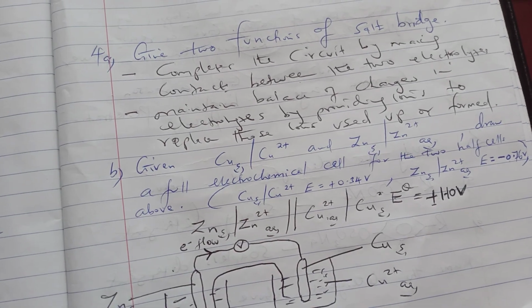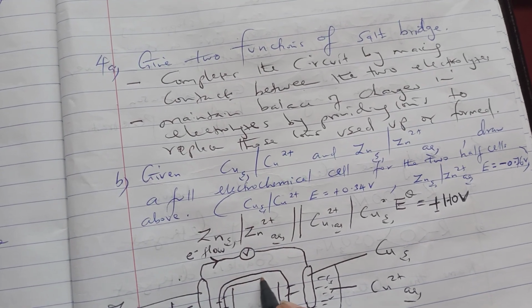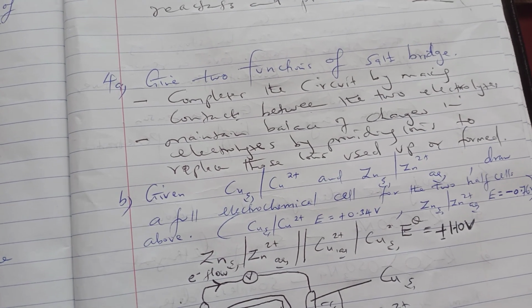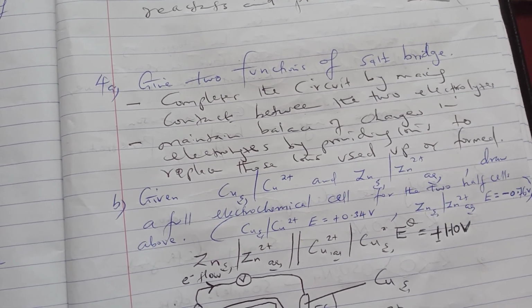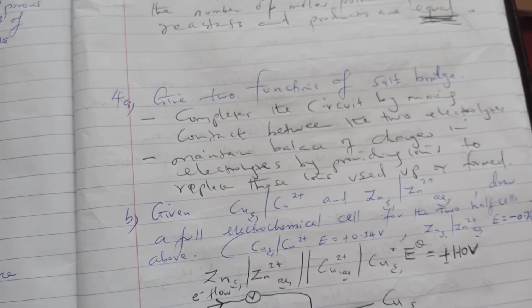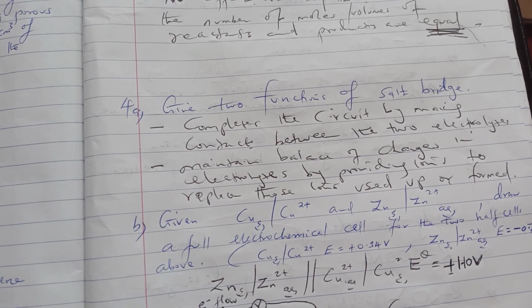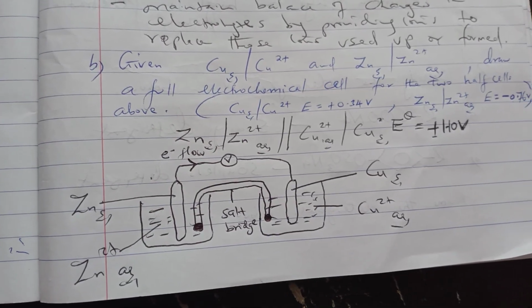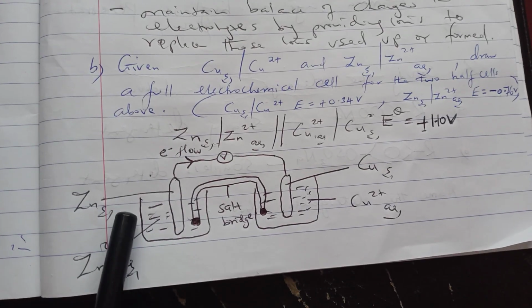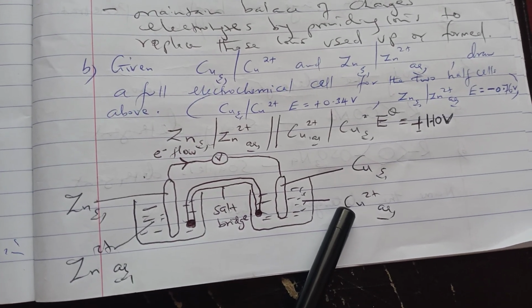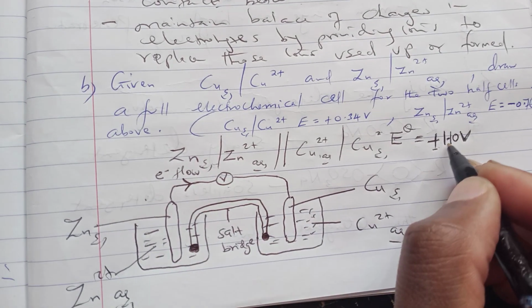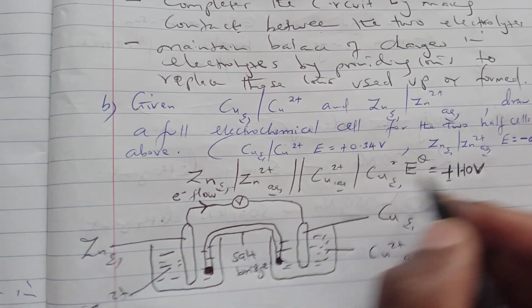So you bring here your salt bridge like that. This one is your salt bridge, touching both sides. This one is cotton wool. This becomes what? Salt bridge like that. So you have drawn a complete electrochemical cell showing the two half cells of zinc and copper. It means where you have the voltmeter, the reading will be positive 1.10 volts.